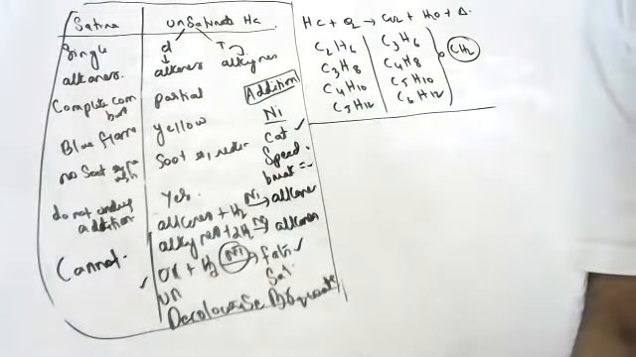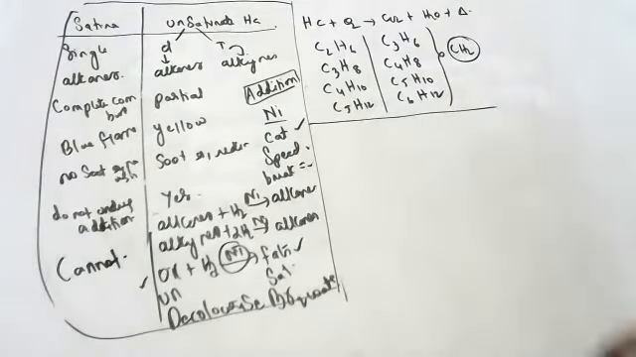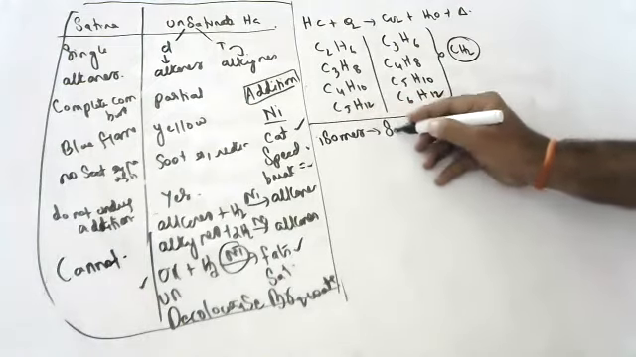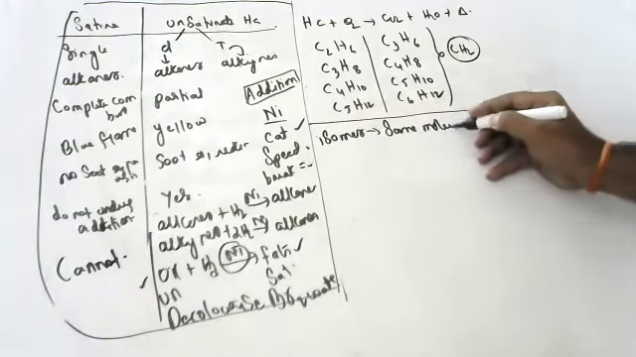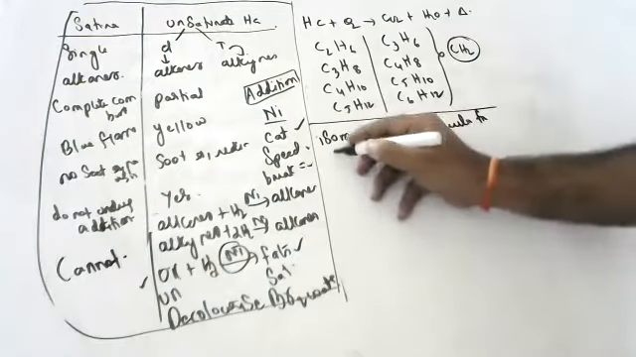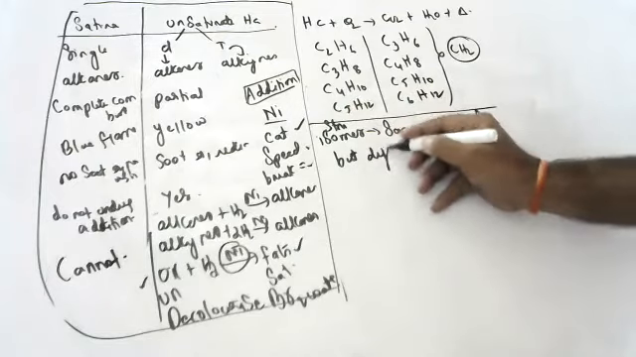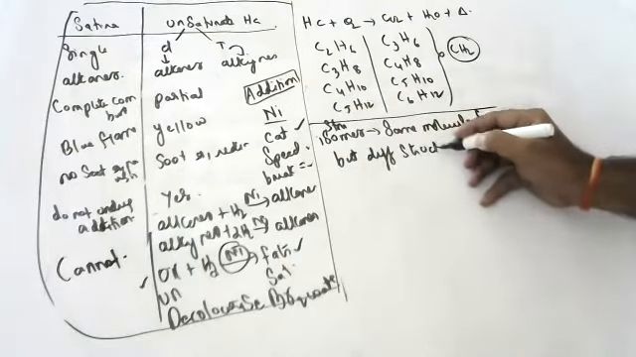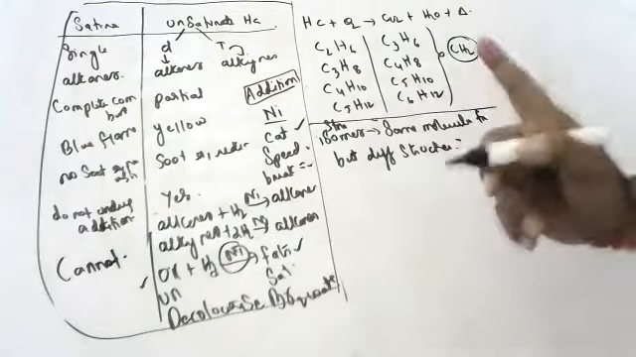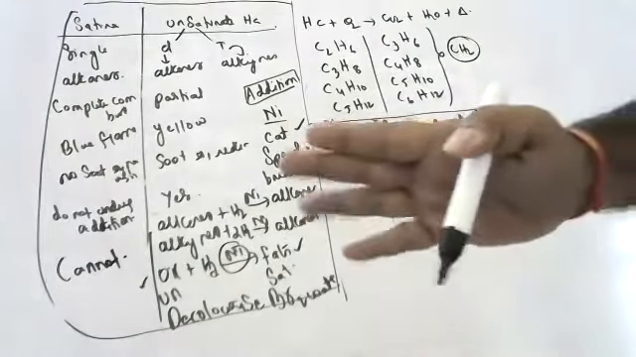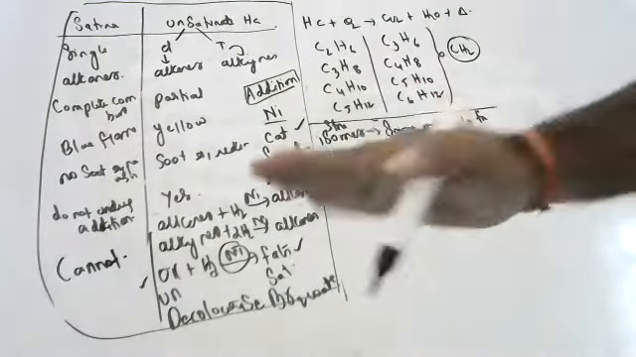What is meant by structural isomers? And why is it not possible for propane, but possible for butane? First, what are isomers? Compounds having the same molecular formula but different structures are called isomers. Same formula, different structures, isomers.